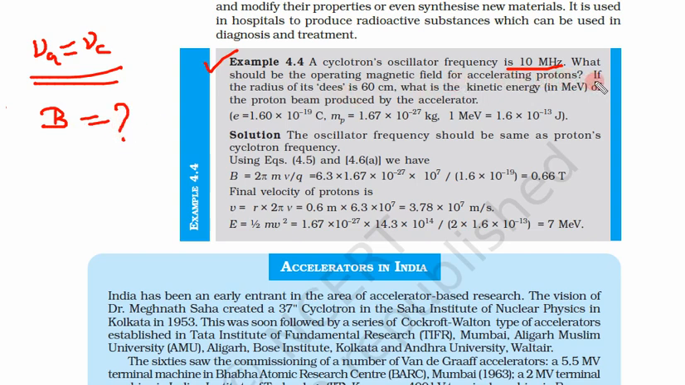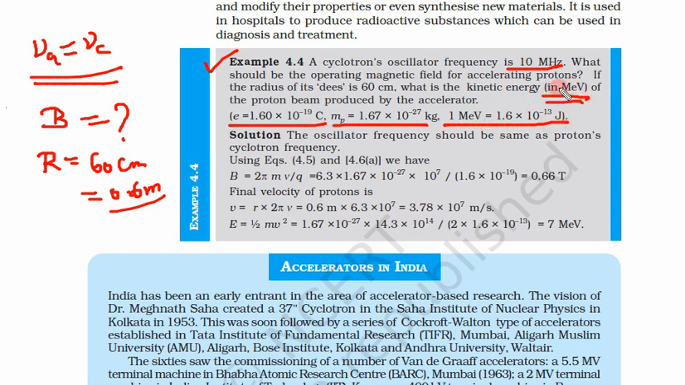for accelerating protons. As soon as they give you this, these are protons, so they have given you the charge and mass of proton. If the radius of D is 60 centimeter, R is equal to 60 centimeter, that means 0.6 meter. What is the kinetic energy in million electron volts? Again, see, this is million electron volt. This is not mega, this is called million electron volts of the proton beam produced by the accelerator.